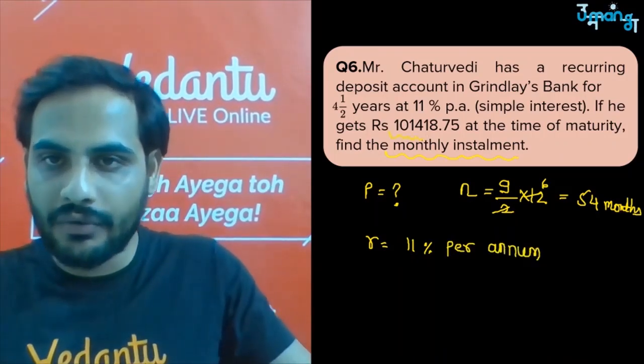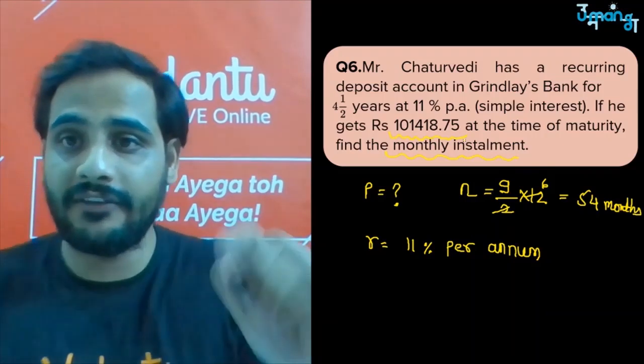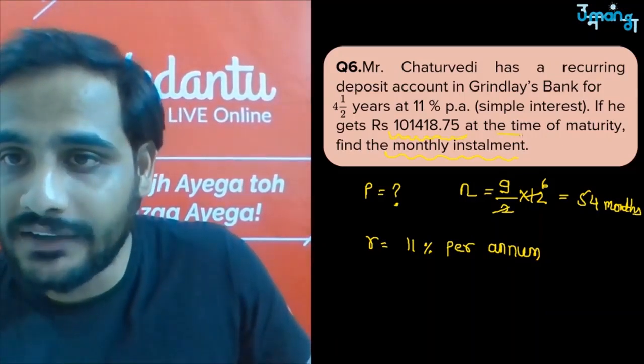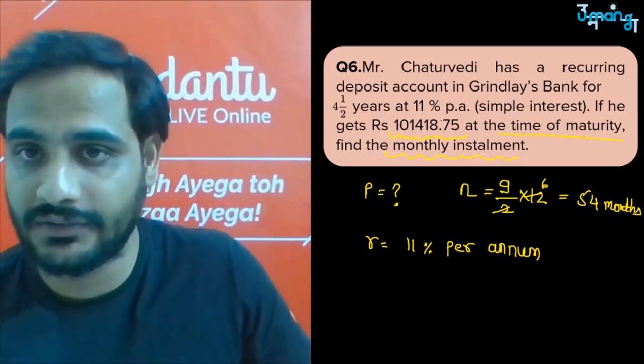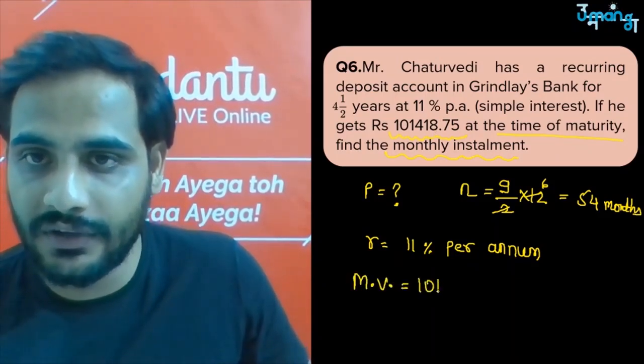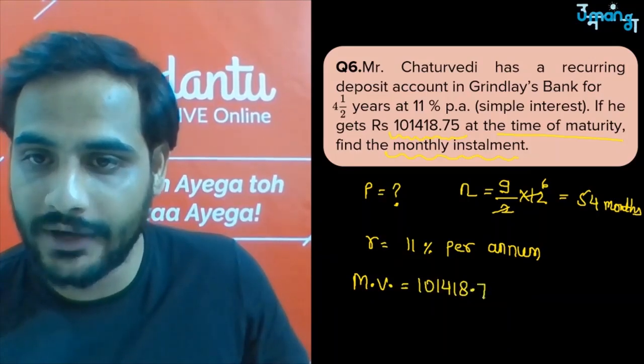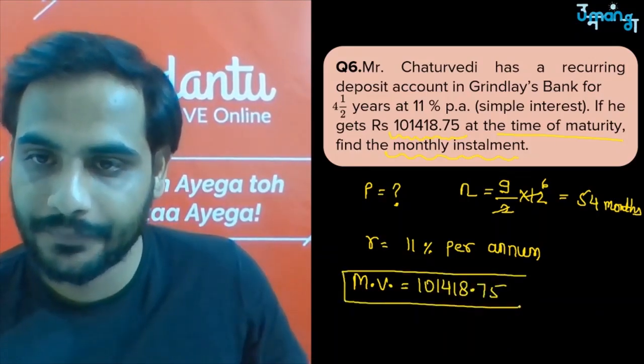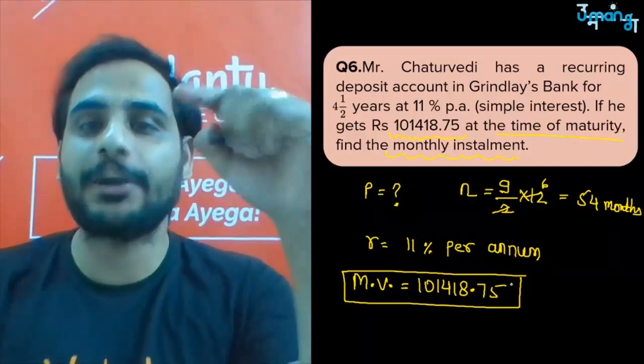And this amount, 101418.75, is your amount at the time of maturity. He gets this much. So that is your maturity value. Maturity value is given as 101418.75. Got it? So I have to make the equation for maturity value.